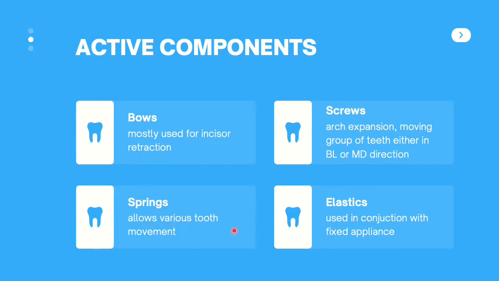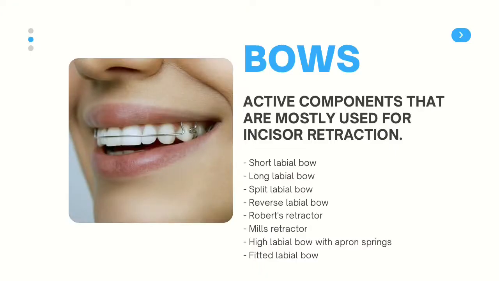Springs will allow various tooth movements, such as tipping movement, and screws are usually for arch expansion, moving a group of teeth either in a buccolingual or mesiodistal direction, and finally the elastic is used in conjunction with the fixed appliances. Bows are active components that are mostly used for incisor retraction. There are many types of bows, which are short labial bow, long labial bow, split labial bow, reverse labial bow, Roberts retractor, Mills retractor, high labial bow with apron spring, and fitted labial bow.